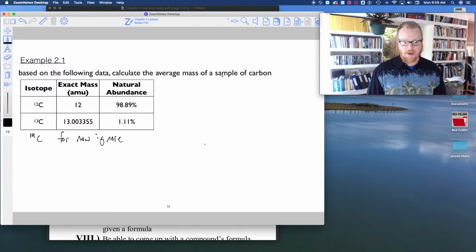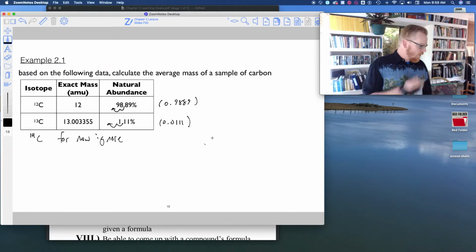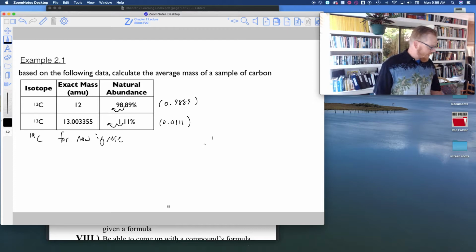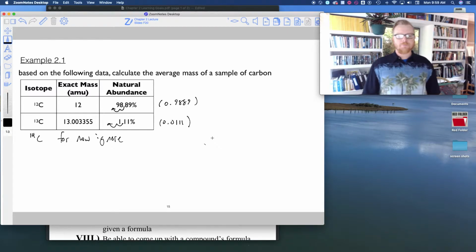So how do we do that? Well, here's my natural abundance, and I'll just remind you that I can write a percentage by dividing by 100. So I can say 0.9889, and here I can say 0.0111. Pay attention. I want you to know how to do this calculation.